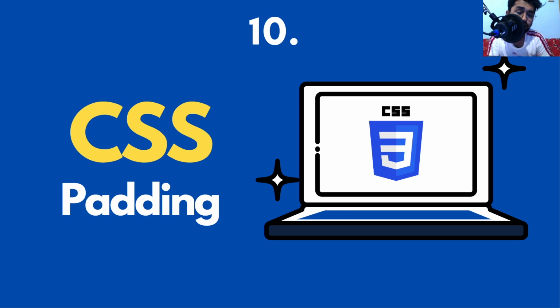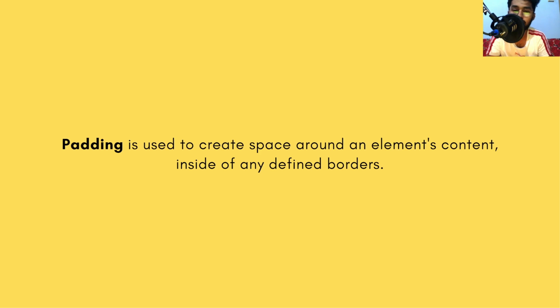This is Fahad and this video is about padding in CSS. Padding is used to create a space around the element's content inside of any defined border. Or you can say it is the space inside the boundaries of the element, if defined. Alright, so let's go to VS Code and see how we can use padding.